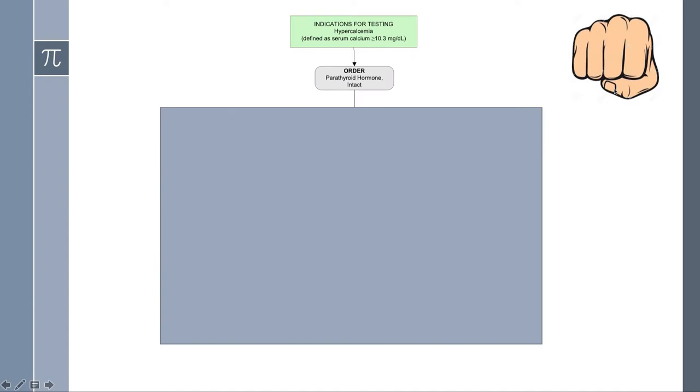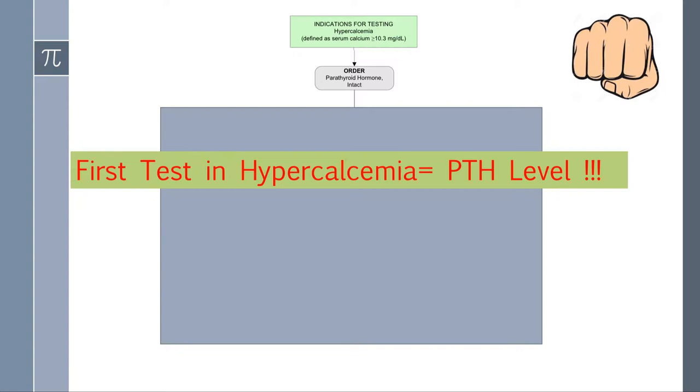All right. So somebody comes in with hypercalcemia, right? You want to start evaluating them. What's the first thing you do? You order a parathyroid hormone level, right? The first test in hypercalcemia is a PTH level. Are we clear on that? Because that just sets the guidelines for all your treatment from now on.